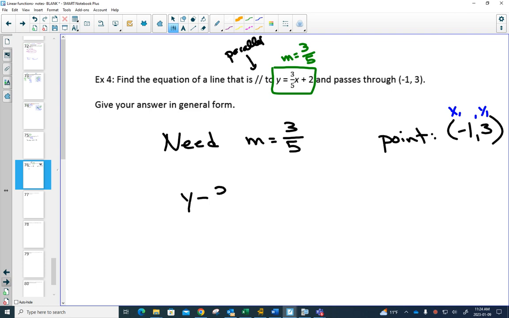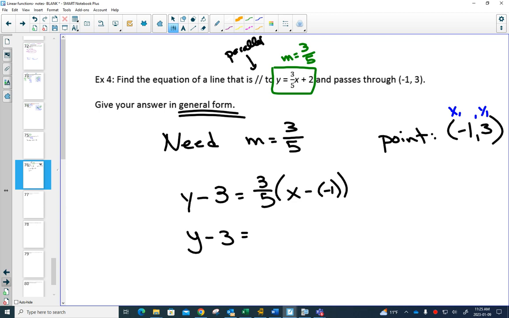It'd be y minus 3 equals m, which is 3/5, times x minus negative 1. So I plugged it into my point slope form. We want it in general form. General form has no fractions, no brackets, everything over on one side equal to 0, and the a value positive. So first of all, I'm going to get rid of the brackets by distributing.